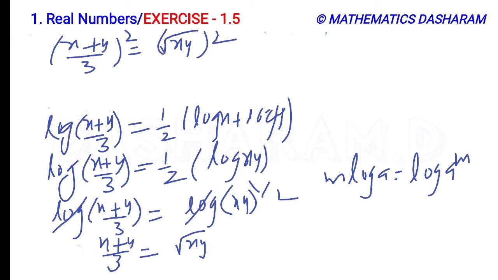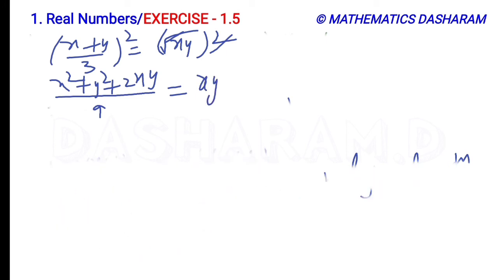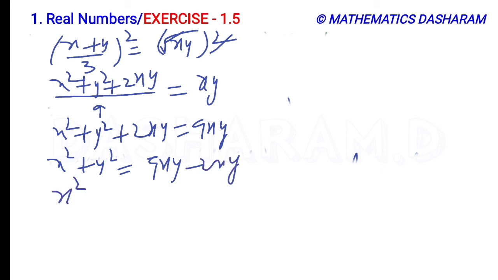So apply the square for numerator, then it is equals to x square plus y square plus 2xy divided by, and for denominator 3 square is 9. Now here square root is cancel, x into y. So now 9 transpose to RHS side, then x square plus y square plus 2xy equals to 9xy. Now x square plus y square 9xy minus 2xy. X square plus y square equals to 7xy.